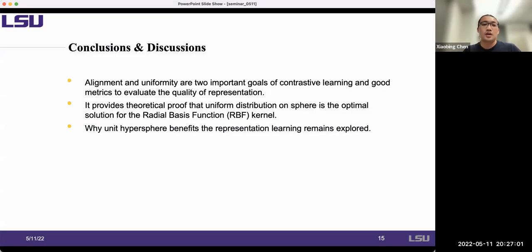And so here are the conclusions. The alignment and the uniformity are two important goals of contrastive learning, and they can be good metrics to evaluate the quality of representation. And also this paper provides the theoretical proof that the uniform distribution on the sphere is the optimal solution for this RBF kernel. But still, why this unit hypersphere benefits the representation learning remains unexplored.